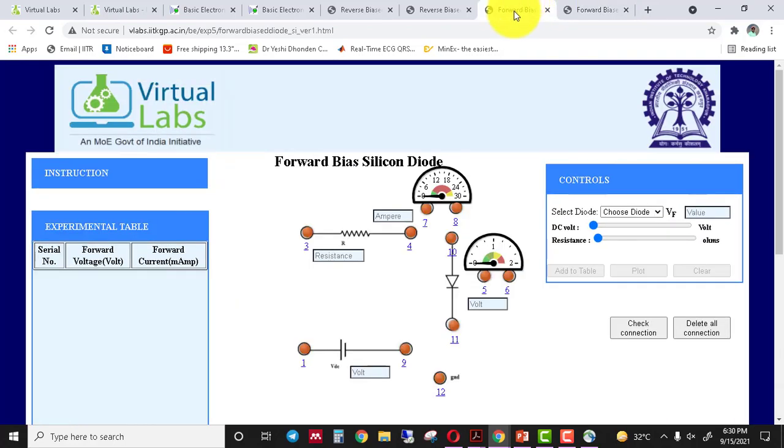Now use this circuit to perform the experiment. Firstly we make the connections. We first connect the battery to the resistor. After that we take an ammeter in series and a voltmeter in parallel.